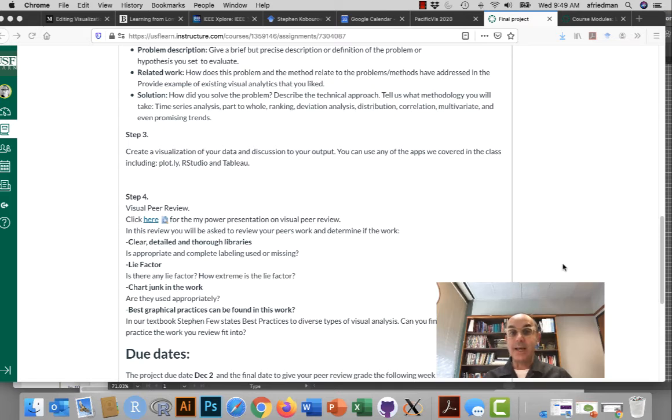One of the things that I like to incorporate into this process is the idea of visual peer review. I'm going to outline the idea behind it, and I'm going to state how you're going to be judged. You're going to be judged by your peers based on clear, detailed, and thorough labeling. Is there a junk chart in your display? And are best practices found in this work?